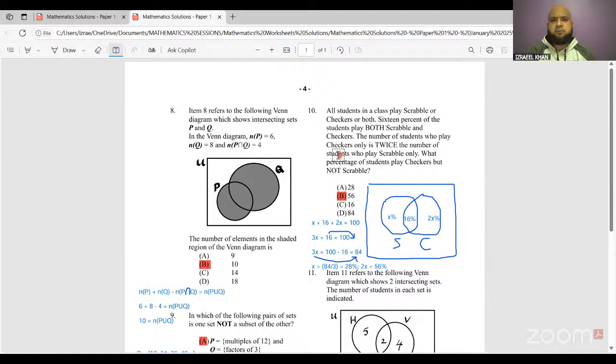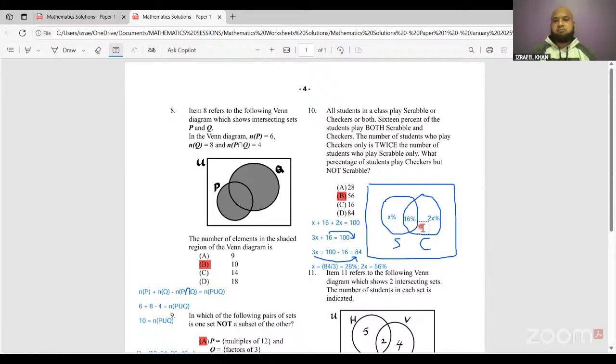Okay, they say the number of students who play checkers only is twice the number of students who play Scrabble only. So the number of people who play checkers only, we don't know. I'll call it 2x because it is twice the number for Scrabble only. So I'm going to call Scrabble x, and I'm going to call checkers, which is twice, 2x. So they say, what percentage of students play checkers but not Scrabble? So essentially you want to find 2x because 2x will represent those who play checkers, they don't play Scrabble, so they have nothing to do with this circle.